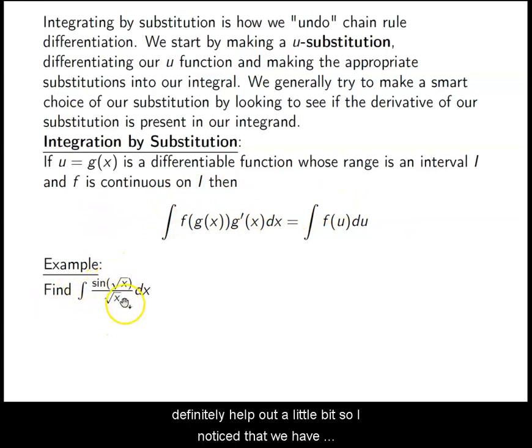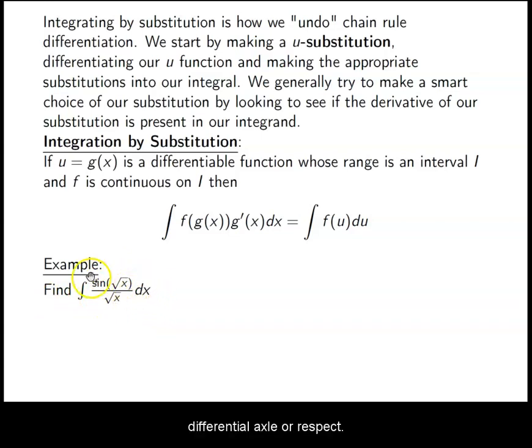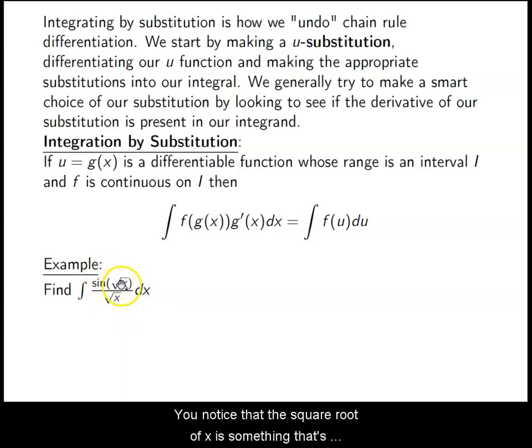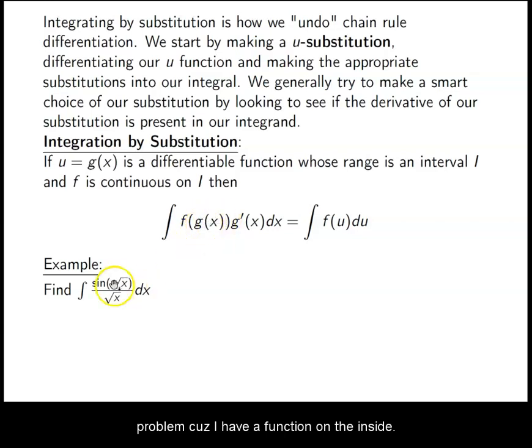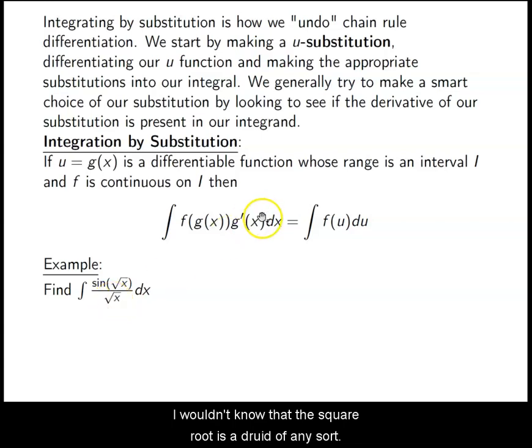So notice that we have sine of square root of x divided by square root of x times the differential x, or with respect to x. Here, notice that the square root of x is something that's inside the function, and then we're also being multiplied by another function that has to do with x. So that is how we understand that this is an integration by substitution problem, because I have a function on the inside, and then I wouldn't know that the square root is a derivative of any sort, but I could guess that it was, right?